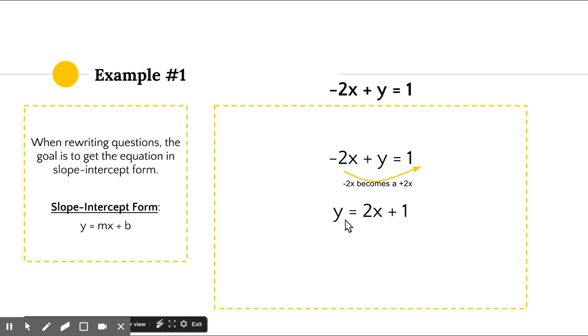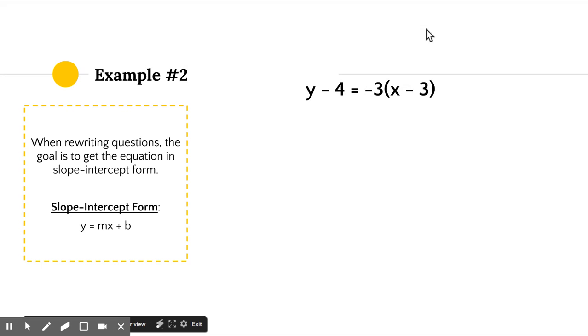And then that's it. After we move the 2x, it's easy. That's our equation. It's already in slope-intercept form. Just make sure that the x is right here with the coefficient and not where the constant should be. So make sure you don't write it as like 1 plus 2x, because then that would not be in slope-intercept form. So pretty easy. Let's look at another one.